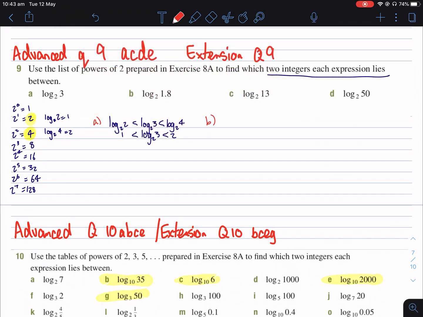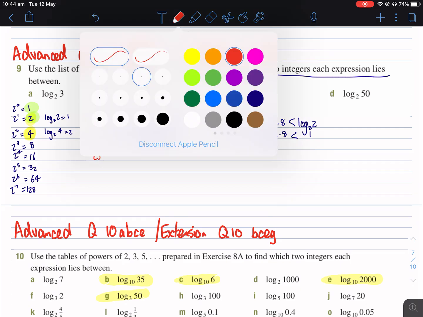If we do question B, log base 2 of 1.8, well 1.8 is between 1 and 2, isn't it? So we've got log base 2 of 1 is less than log base 2 of 1.8, which is less than log base 2 of 2. Now log base 2 of 1 is 0. Log base 2 of 2 is 1. So log base 2 of 1.8, so 2 to the something equals 1.8, that something is going to be between 0 and 1.